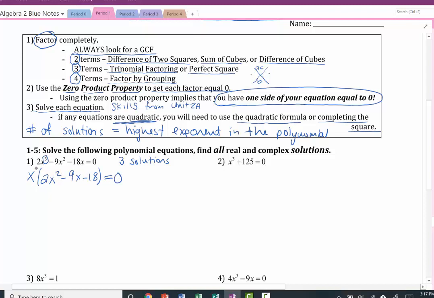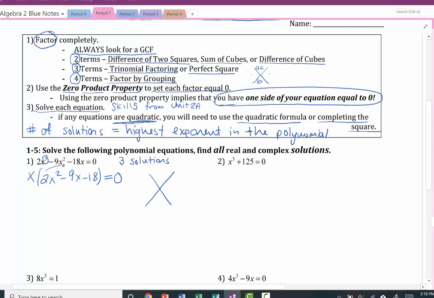So right now I want you to point out x is one of our factors. So the factors don't have to be binomials. One of your factors could just be a single x or a single term. Okay, but then what I have left is this quadratic here, 2x squared minus 9x minus 18. And so I'm going to attempt to factor that remaining quadratic.